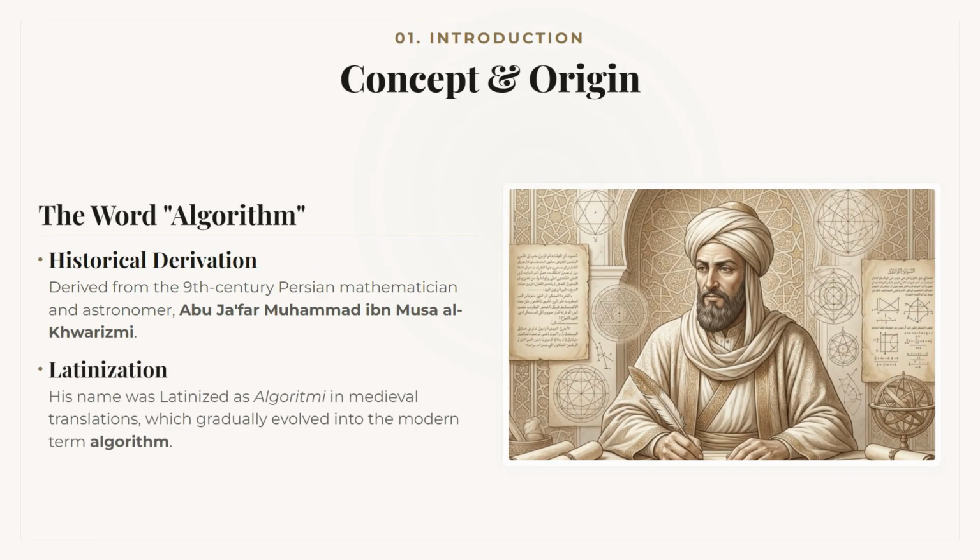The word algorithm has an interesting historical origin. It is derived from the name of the 9th century Persian mathematician and astronomer Abu Ja'far Muhammad ibn Musa al-Khwarizmi. When his works were translated into Latin, his name became algorithmi, and over time this evolved into the modern word algorithm. In computer science, an algorithm can be defined as a finite sequence of clear and unambiguous instructions that are executed in a specific order to solve a problem.